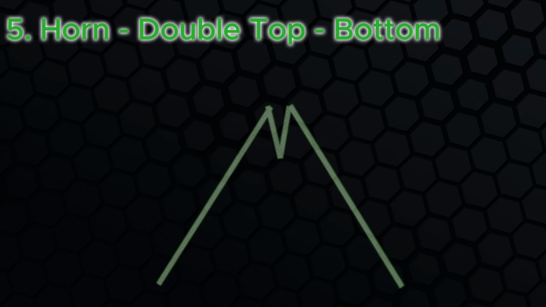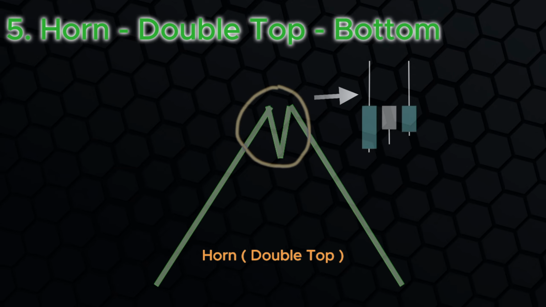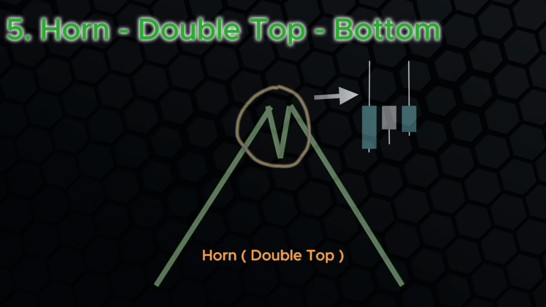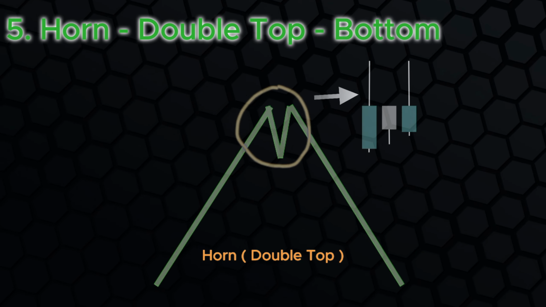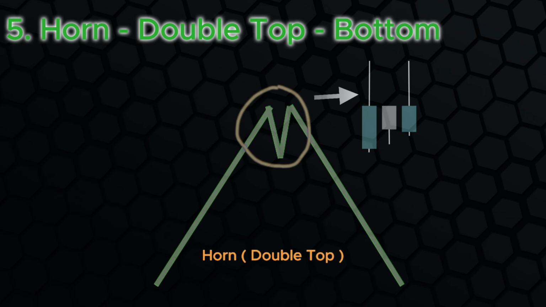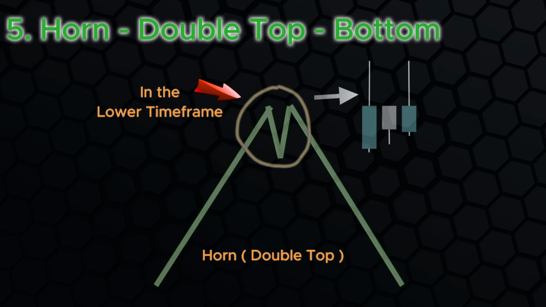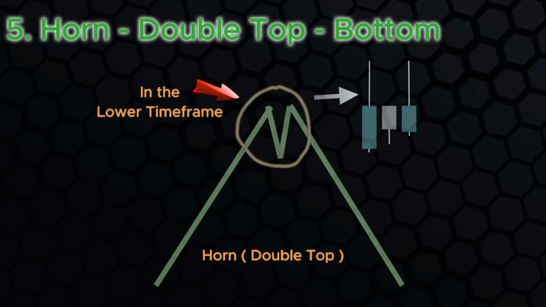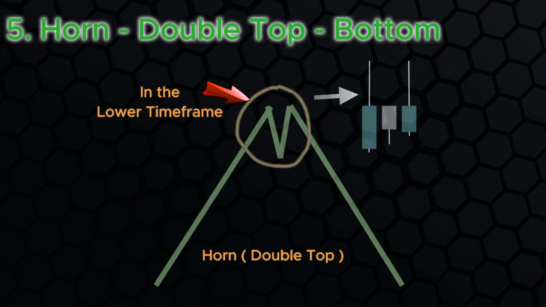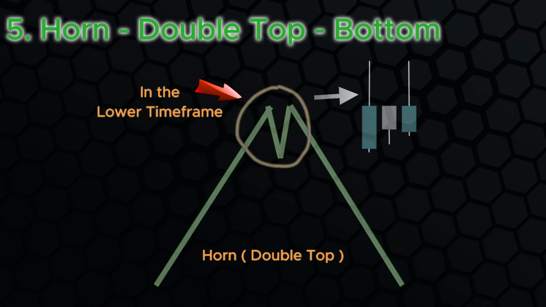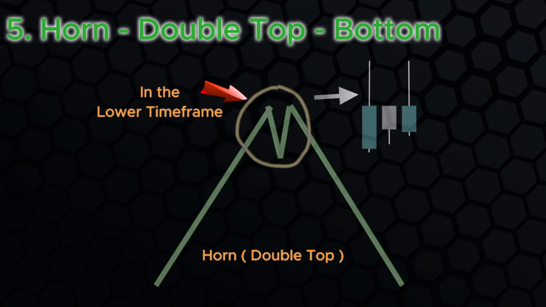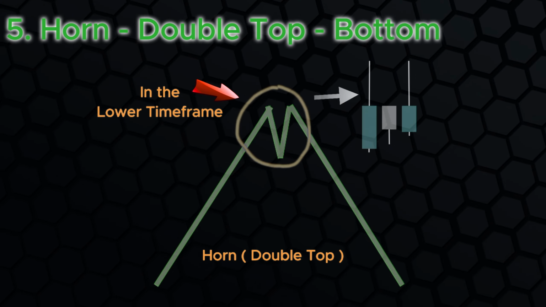In the bearish version of the horn bottom, which is called the horn top, the price action creates two spikes up that are separated by one candlestick only. The reason this is the smaller version of the double top is because if we look at this in a lower time frame, we would see a normal double top pattern. In other words, the horn top and horn bottom patterns are like seeing a double top or double bottom from a distance. And this allows the trader to have an impression of what's happening in a lower time frame without actually changing the time frame.